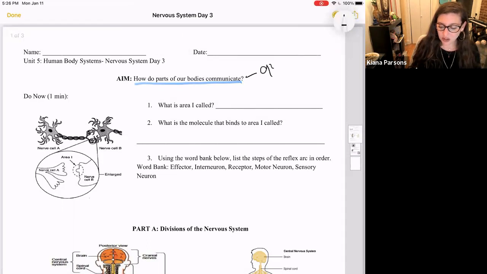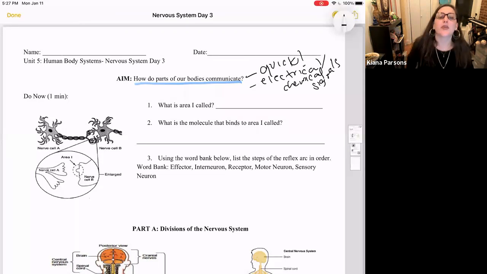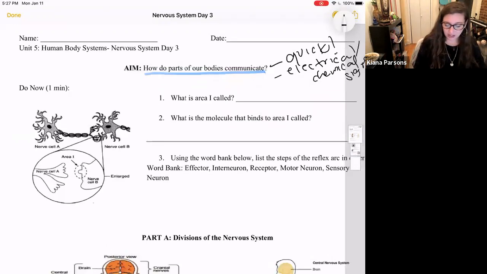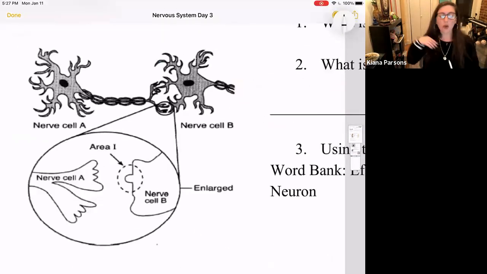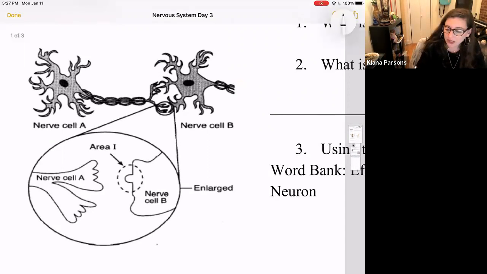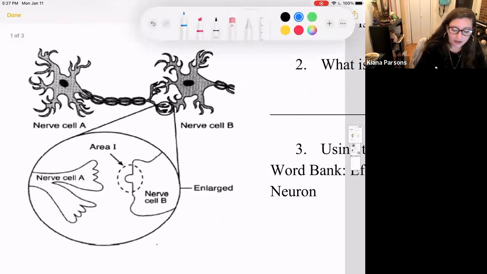So we know that this is quick, electrical and chemical signals. So our nervous system is our body's fast communication system. And how does our nervous system actually communicate? Well, we can look here at two different nerve cells, which hopefully you remember are called neurons.